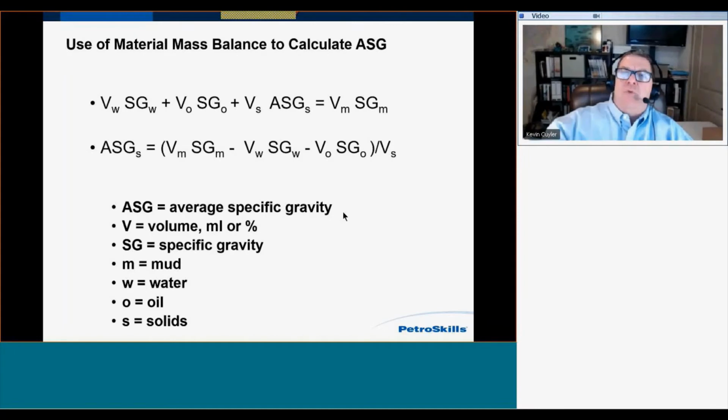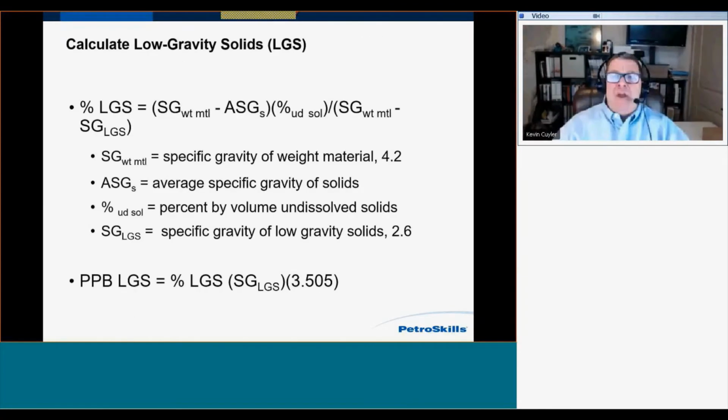The volume, we do it with the volume of mud that we have times the specific gravity of mud, minus the volume of water times specific gravity of water, minus the volume of oil times specific gravity of the oil, divided by the volume of the solids that are in our fluid. And so we will calculate that. Then we will calculate the percent low gravity solids, and I provide the equation for calculating this, along with the pounds per barrel of low gravity solids.